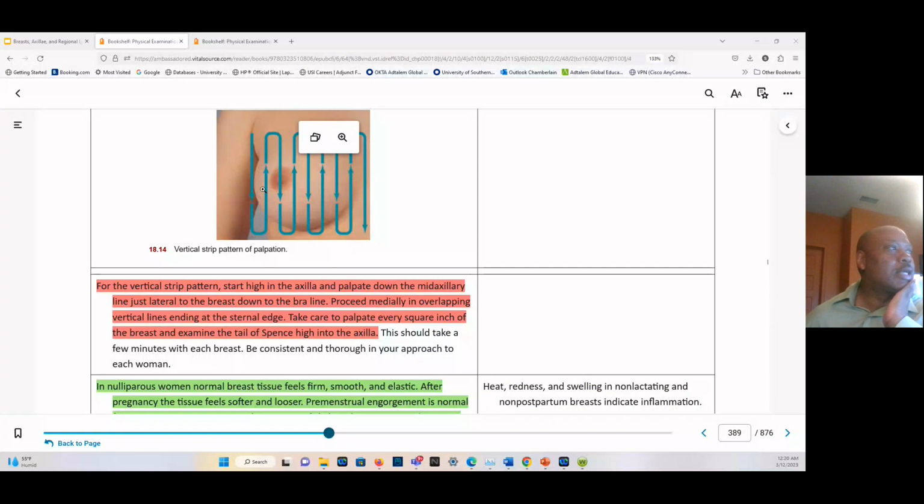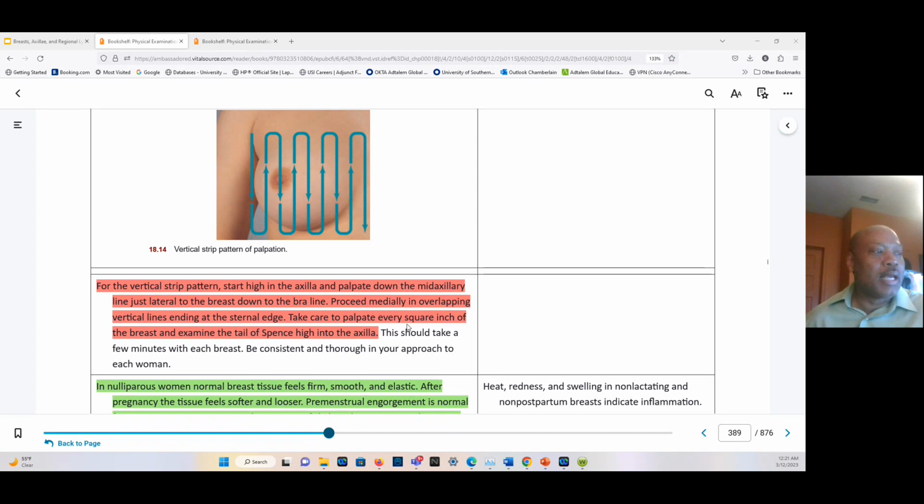All right, so you see this kind of up and down pattern, right? And this is so that you don't miss anything. It's one of the reasons why we do a vertical strip pattern, starting high in the axilla. We palpate down the mid-axillary line, just lateral to the breast, down to the bra line. Then it talks about proceeding medially in overlapping vertical lines ending at the sternal edge. This would be the sternal edge. So you're going from here and you'll end up here, making sure you're capturing everything.